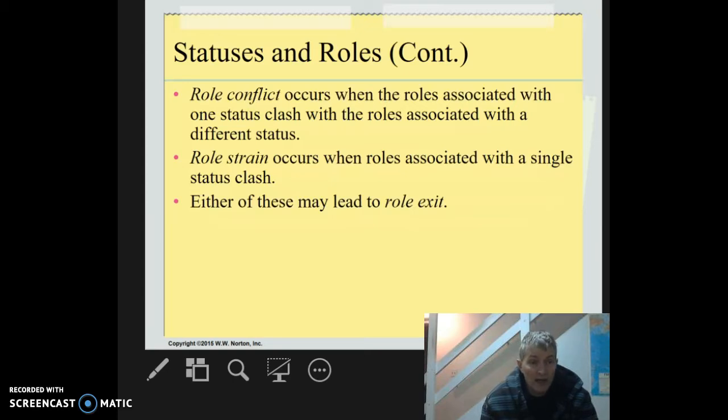This, of course, creates role strain, which occurs when roles associated with a single status clash. So with role strain, you have only one role which conflicts with itself. For example, you are a student, so you know you are supposed to study tonight. However, there's also a party tonight. Your roommates pressure you into going to the party because that's what college students are supposed to do. So you can see you're going to have to choose because the single role, college student, is pulling you in two different directions. And you're going to have to decide which one's more important. Is studying more important? Is that aspect of being a college student more important? Or is partying more important?